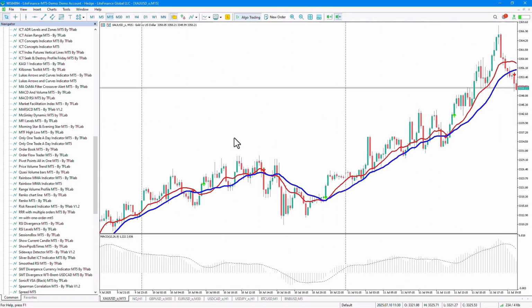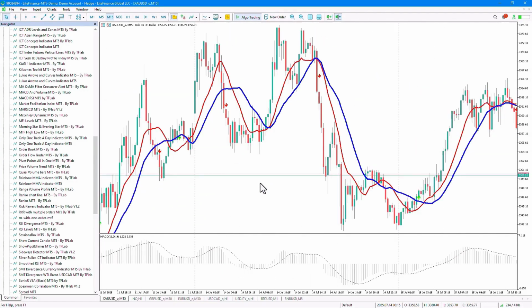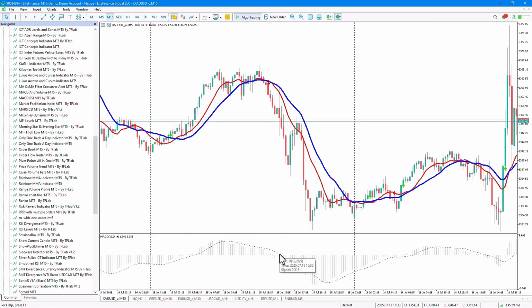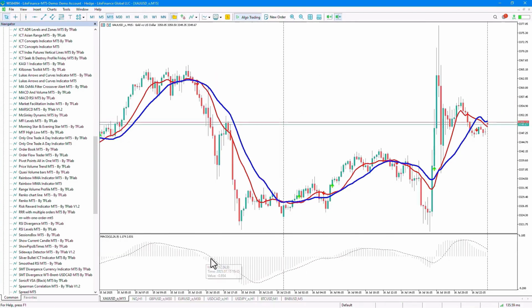There is also another scenario. If the MACD line crosses above the MACD signal line, a buy signal is generated. And when the MACD crosses below the signal line, a sell signal is generated on the chart. We can also use this part as a filter.